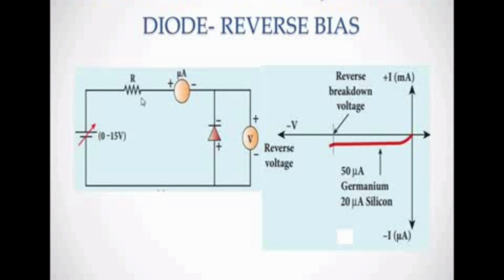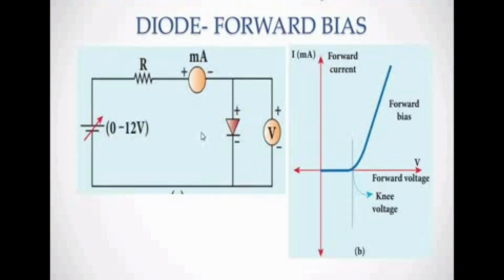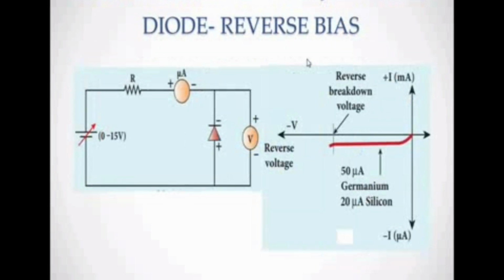In reverse bias condition, again we increase the voltage gradually. The flow of current is very small. See, it is not milliampere, it is microampere. In forward bias, we measure the current in milliampere, but here we measure in microampere. Mu means micro, you know that. So we use a microammeter to measure the current.